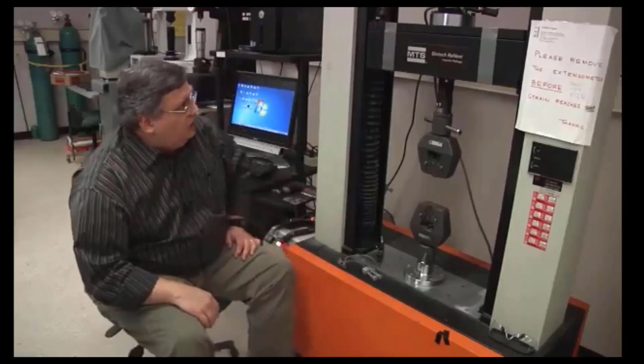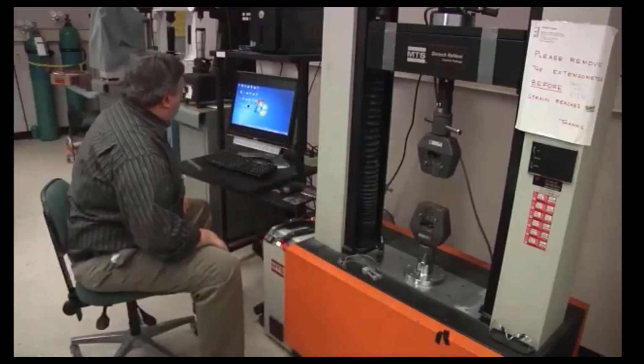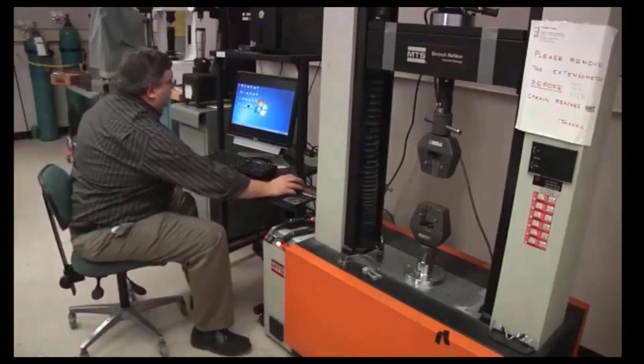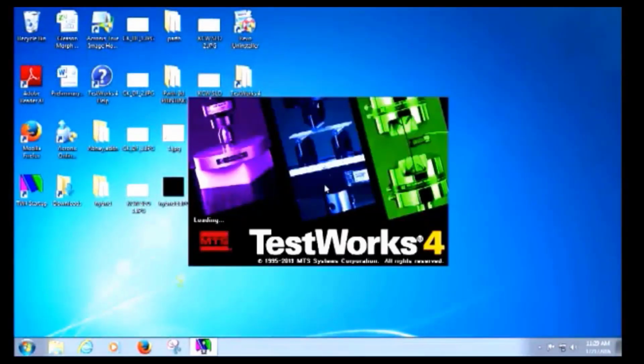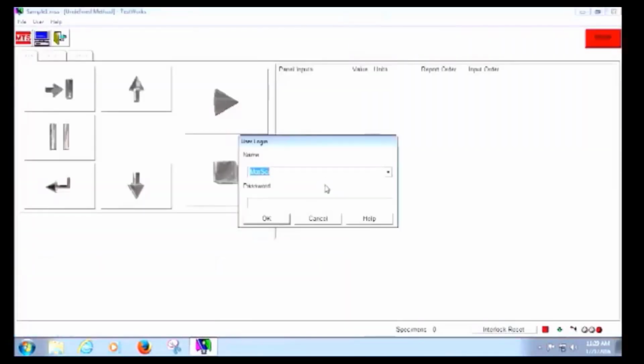So to get started, we need to launch the software on the computer here. TestWorks 4 software is what drives our MTS unit.